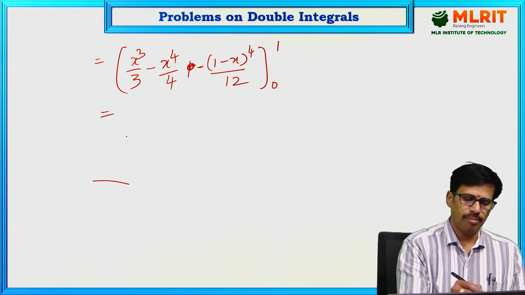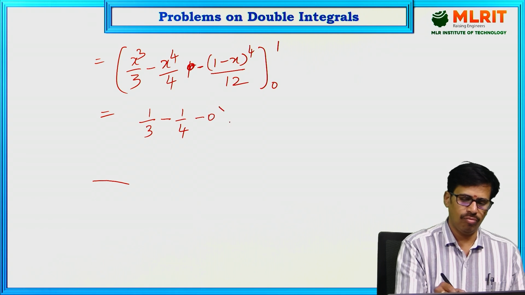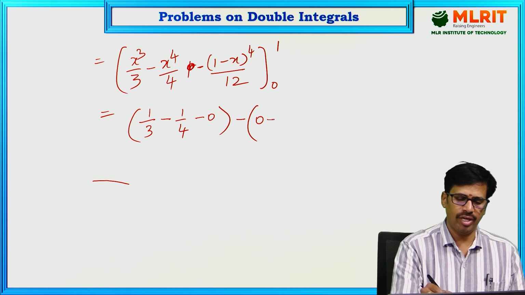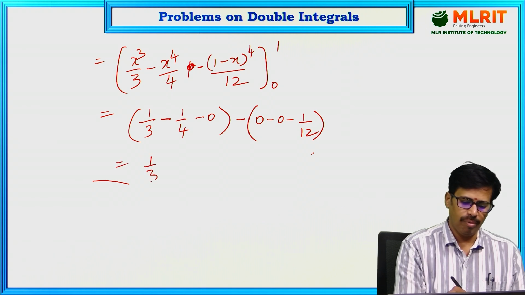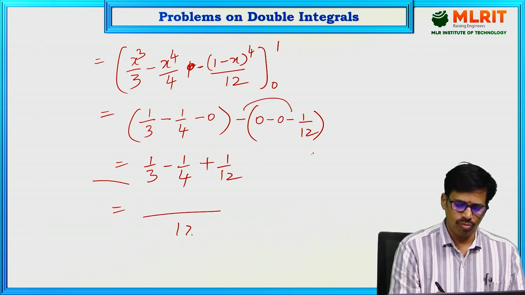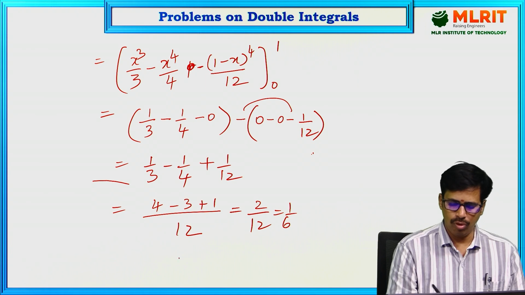So limits for x is 0 to 1. So upper limit, substitute x equal to 1, this is 1 by 3 minus 1 by 4. Substitute x equal to 1 means you get 0. This is upper limit minus lower limit. Substitute x equal to 0, so we get 0. So minus x equal to 0 means you get 1 by 12. So this is 1 by 3 minus 1 by 4. Minus of minus is plus 1 by 12. So if you take out the LCM as 12, 4 minus 3 plus 1. So 2 by 12, that is 1 upon 6.